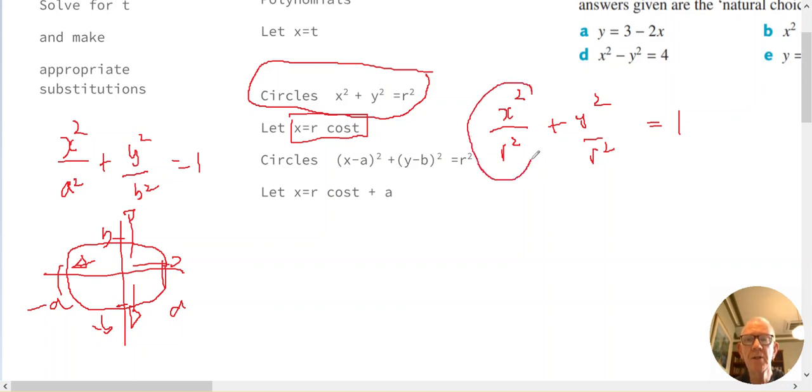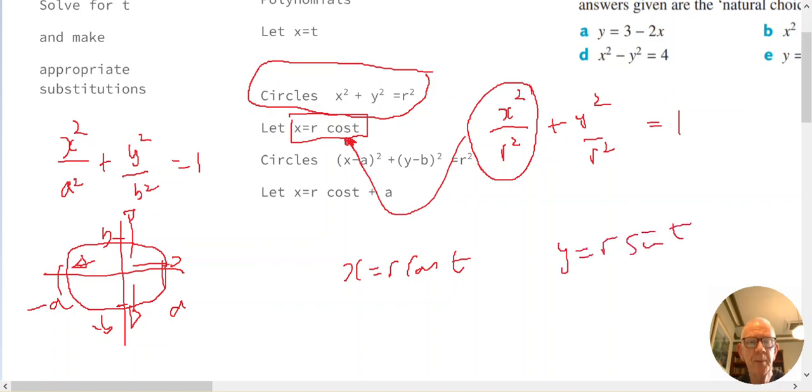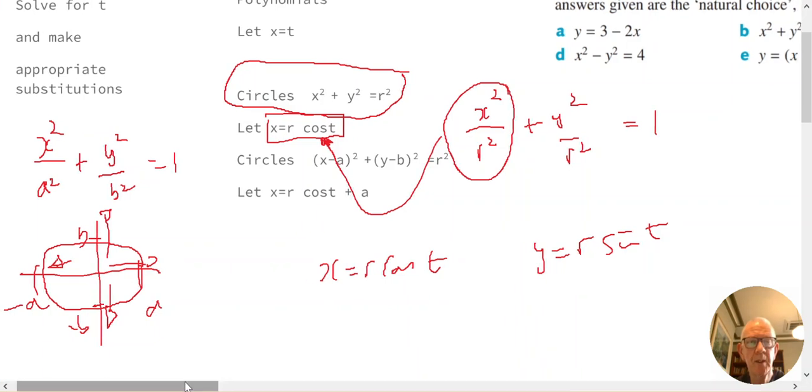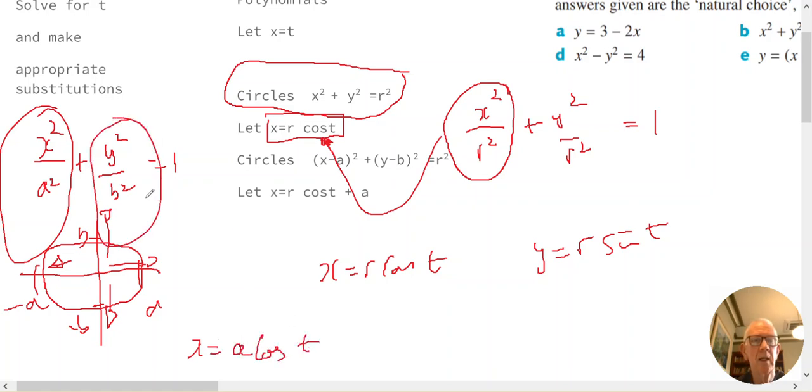So if this is the replacement that I make when I've got a circle, x equals r cos of t and y equals r sine of t, when I have an ellipse, then I could say that x equals a cos of t and y equals b sine of t. So instead of just having an r there, the a is the square root of the denominator underneath the x squared term.